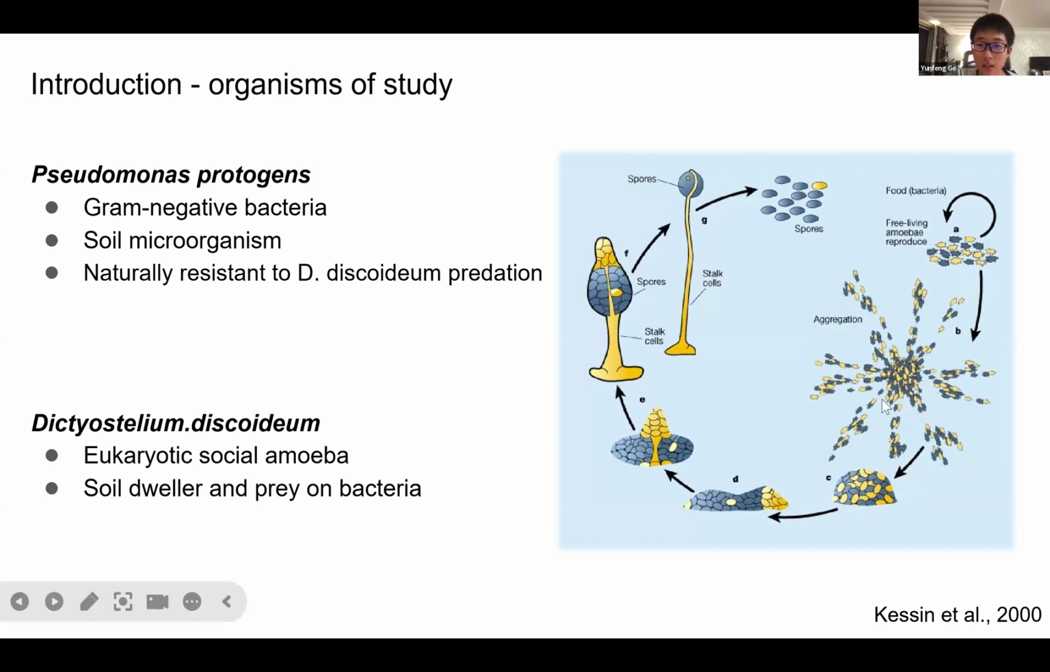And on the right, here's a graph showing the life cycle of Dicty. It starts as a free-living single-cell amoeba. And when food is scarce, it will start to aggregate and form a fruiting body, and then finally form spores to reproduce. This whole life cycle takes about 7 days. And one thing worth noting is that Pseudomonas protegens in nature is naturally resistant to Dicty's predation. So the wild type is resistant to predation while the mutant is not. And that's one of the major things I'm looking at in this study.